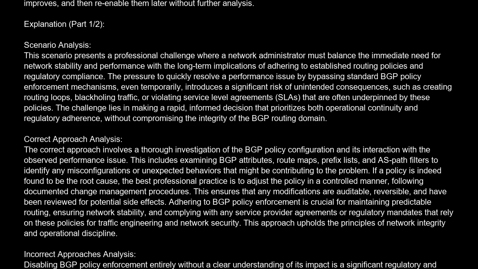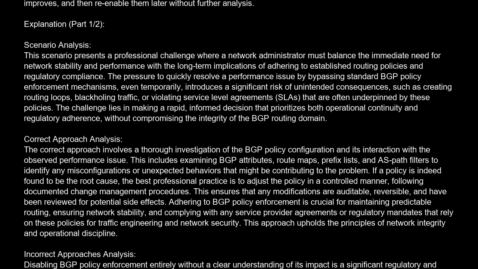Correct approach analysis. The correct approach involves a thorough investigation of the BGP policy configuration and its interaction with the observed performance issue. This includes examining BGP attributes, route maps, prefix lists, and AS path filters to identify any misconfigurations or unexpected behaviors that might be contributing to the problem. If a policy is indeed found to be the root cause, the best professional practice is to adjust the policy in a controlled manner, following documented change management procedures.